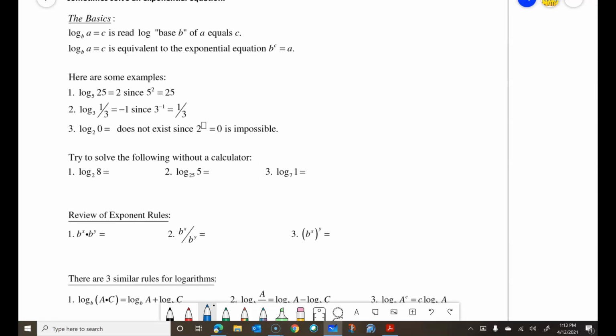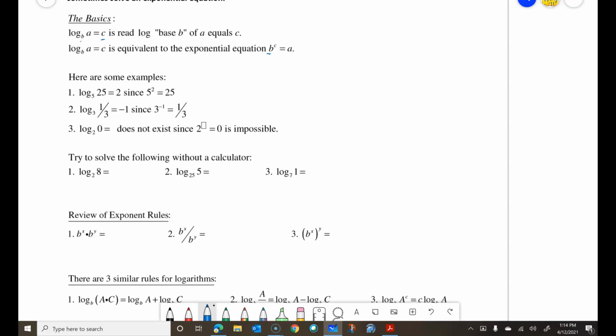When I read this, log base b of a equals c, okay? That basically means that if b is my base and c is the exponent, it's going to equal a. So it means that c is the exponent that I would raise b to in order to get a.